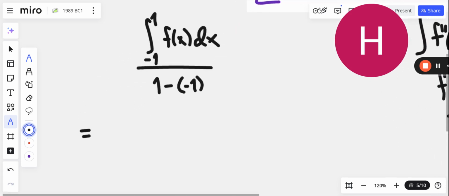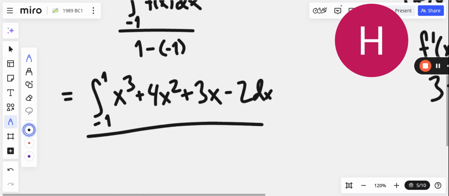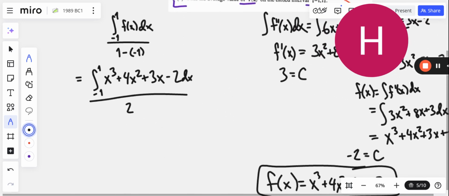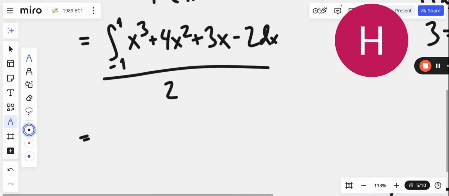All right, so we're basically taking the integral from -1 to 1 of x cubed plus 4x squared plus 3x minus 2, and then we're dividing all that by 2. Is that right? Did I get the function correct? Yeah. Okay, let's take another antiderivative.